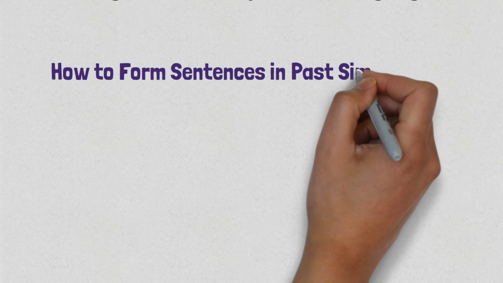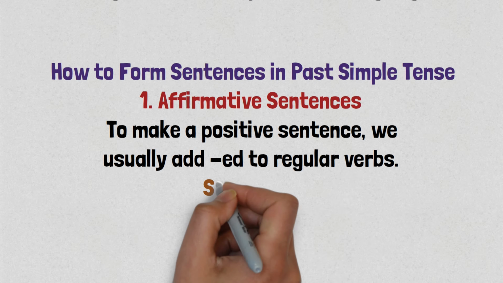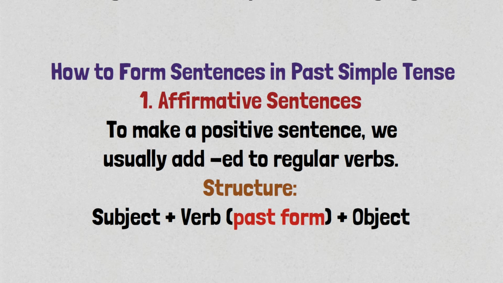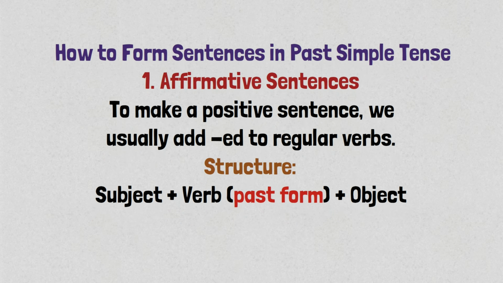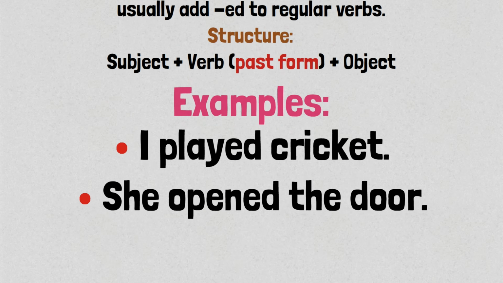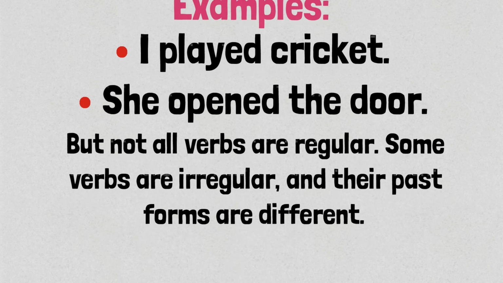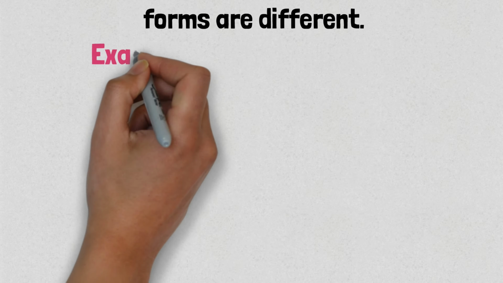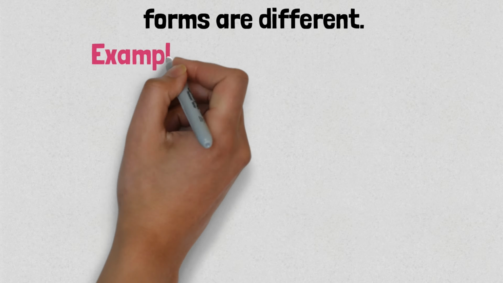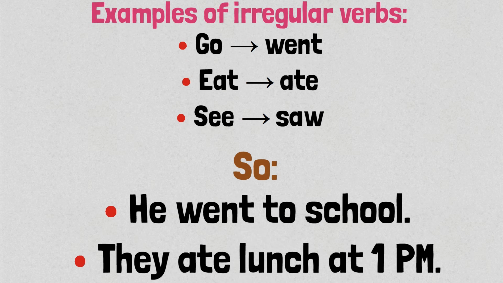How to form sentences in past simple tense. One, affirmative sentences. To make a positive sentence, we usually add ed to regular verbs. Structure: subject plus verb past form plus object. Examples: I played cricket. She opened the door. But not all verbs are regular. Some verbs are irregular and their past forms are different. Examples of irregular verbs: go, went; eat, ate; see, saw. So, he went to school. They ate lunch at 1 p.m.